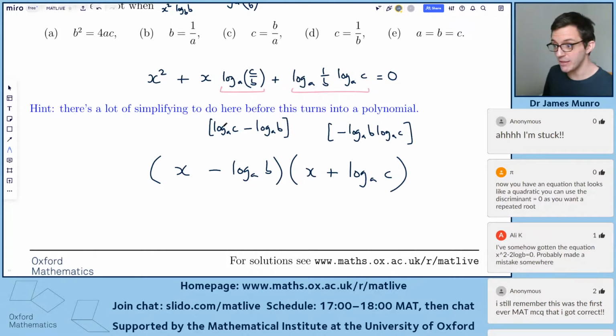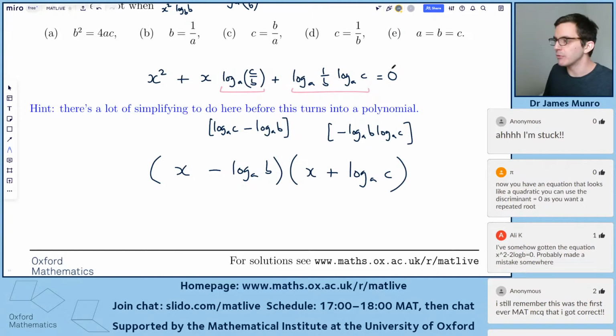Okay, so maybe if you expanded these things, rearranged them a little bit, you'd spot that they had the same objects in, and those objects are more or less the roots of the quadratic. Okay, so we've got some roots. So maybe I could talk about the discriminant of the quadratic, or maybe I could just talk about the roots.